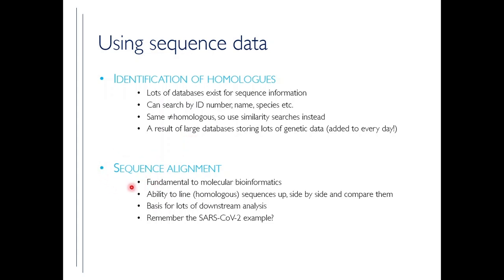Or we can take those sequences and we can align them together. The key thing is that these sequences have to be homologous to each other. There is no point aligning sequences that are not related to each other. However, if you do have sequences that are related to each other, you can line them up side by side, as we saw with the COVID example earlier, and we can compare them. And that's often the basis for lots of analysis further on.